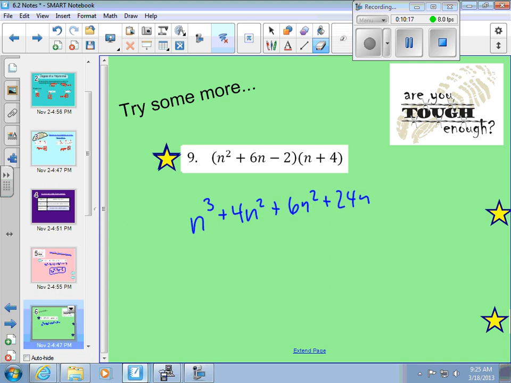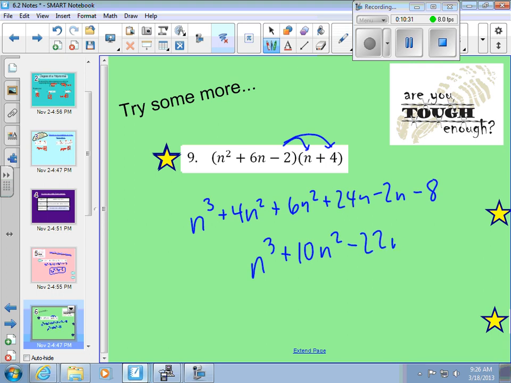Finally, you're going to multiply that last one, negative 2 times n and negative 2 times 4, negative 2n minus 8. Finally, combine like terms and you'll get the answer. n cubed plus 10n squared minus 22n minus 8.